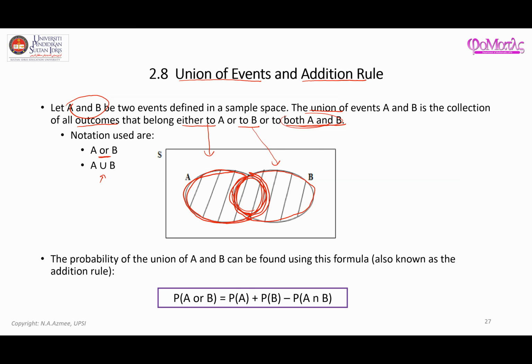Now, in order to find the probability of the union between A and B, you can use this formula. And this is the simplest formula when you have two events, A and B. So here we've got the probability of A plus probability of B minus the probability of the intersection between A and B. And this result here will give the answer to probability of the union of two sets, A or B.